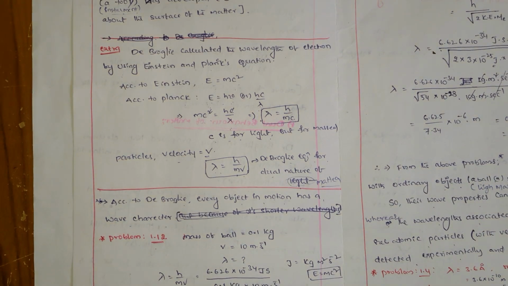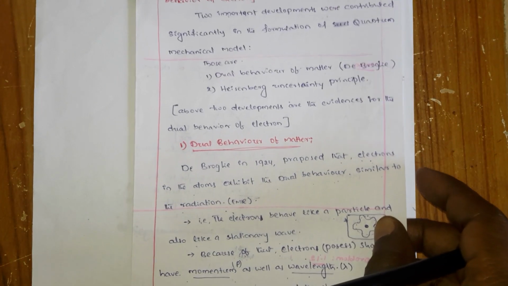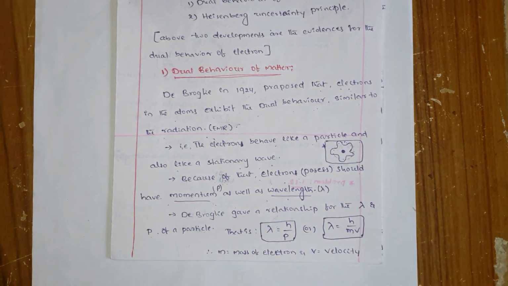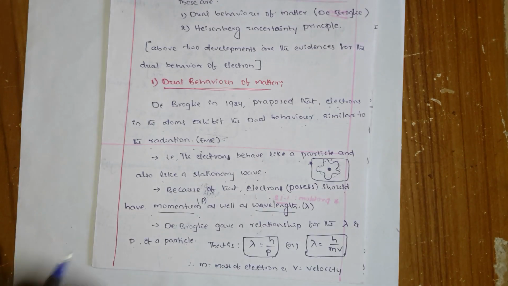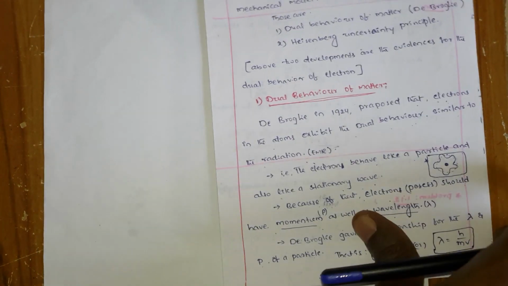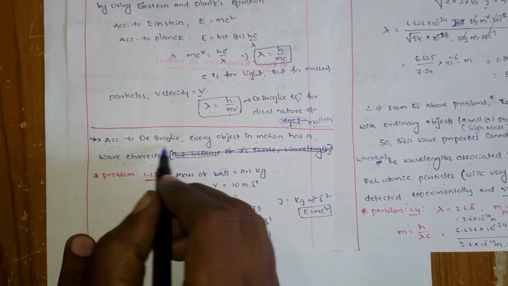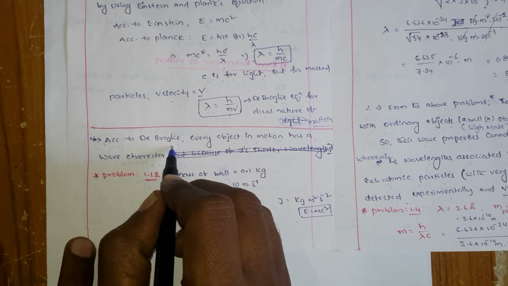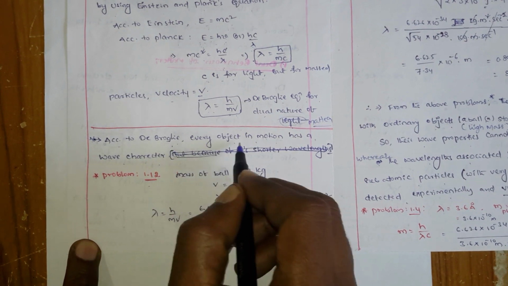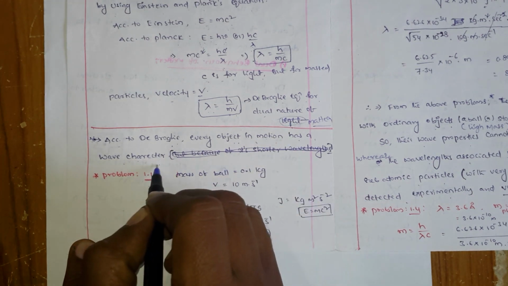Hello students, in the previous lecture we discussed the dual behavior of matter, and in that we saw the de Broglie relationship. Now we can see a few more important points about de Broglie's equation. The important point is that according to de Broglie, every object in motion has a wave character.